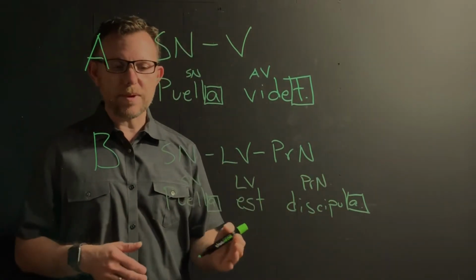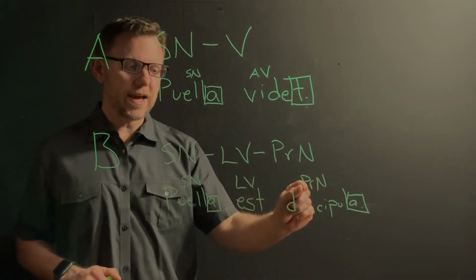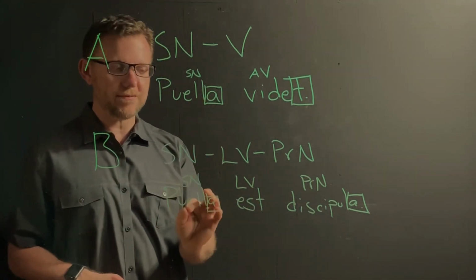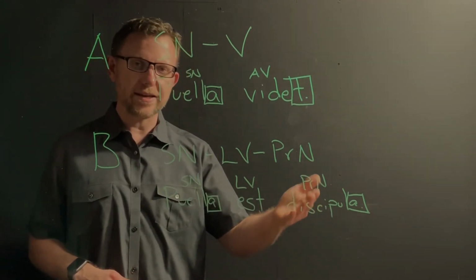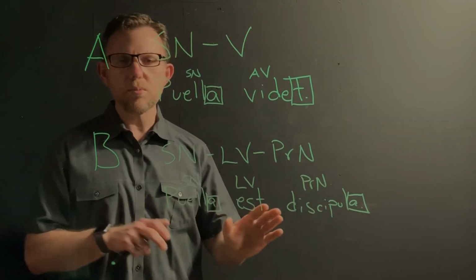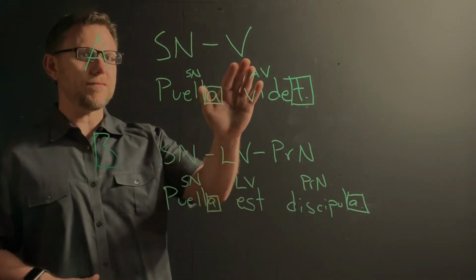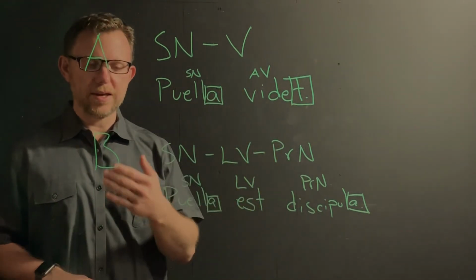The main thing that you have to remember with the sentence pattern B is that you'll have two nominative nouns in your sentence with a linking verb. And the rule is that the first nominative noun is your subject, and the second nominative noun is your predicate nominative. We'll learn more sentence patterns later, but this is a good place to start. Subject noun verb is pattern A. Subject noun linking verb predicate nominative is pattern B.